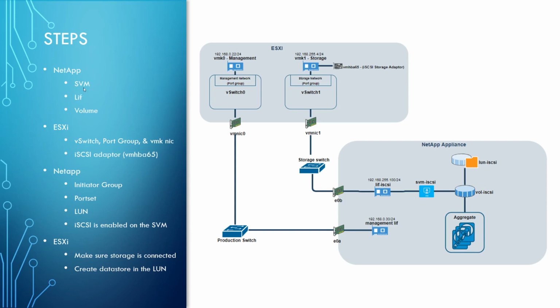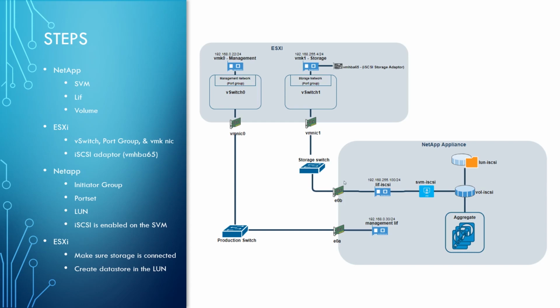So the steps we're going to go through are to create our SVM, our LIF, and a volume. Then we're going to go over to our ESXi machine and set up all the ports and port groups, etc., to make sure that we can connect to iSCSI and have our initiator address that we can put into the initiator group on Netapp. I'll explain that as we go on.